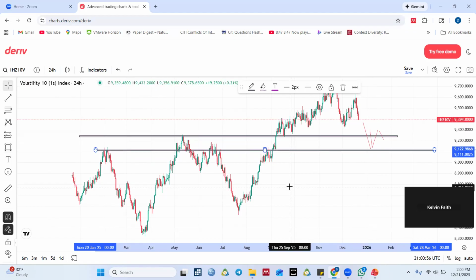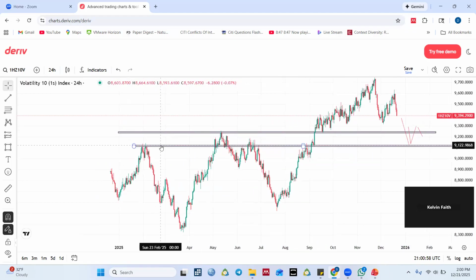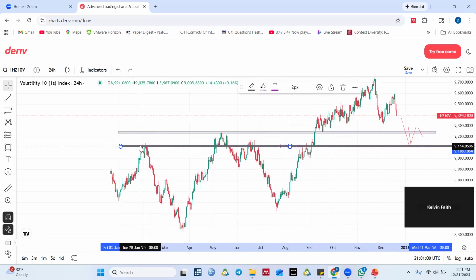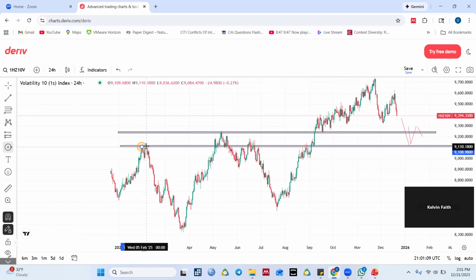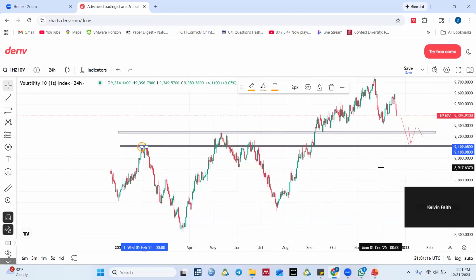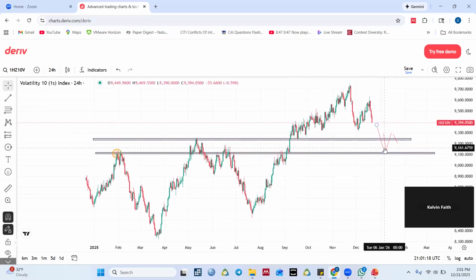Do you understand that? Why? Because exactly this point, there was a drop from here, sellers from here, exactly this point. Look at where my arrow is, I will put a circle here. Here, exactly this point, sellers push price down. But we have not seen price come back to that same point yet, though it is part of the whole resistance zone.